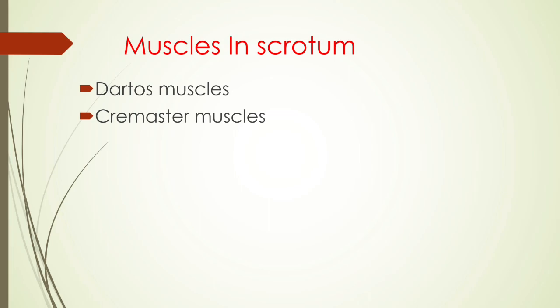The wall of the scrotum contains two types of muscles. One is the dartos muscle and the second one is the cremaster muscle. Both these muscles help in the contraction and relaxation of the scrotum. So we can see that during hot weather, during the summer season, the testes move away from the abdominal region or from the body, and during the cold season, the testes move towards the body. So this is the contraction and relaxation, and it takes place due to the two types of muscles, the dartos muscles and the cremaster muscles.